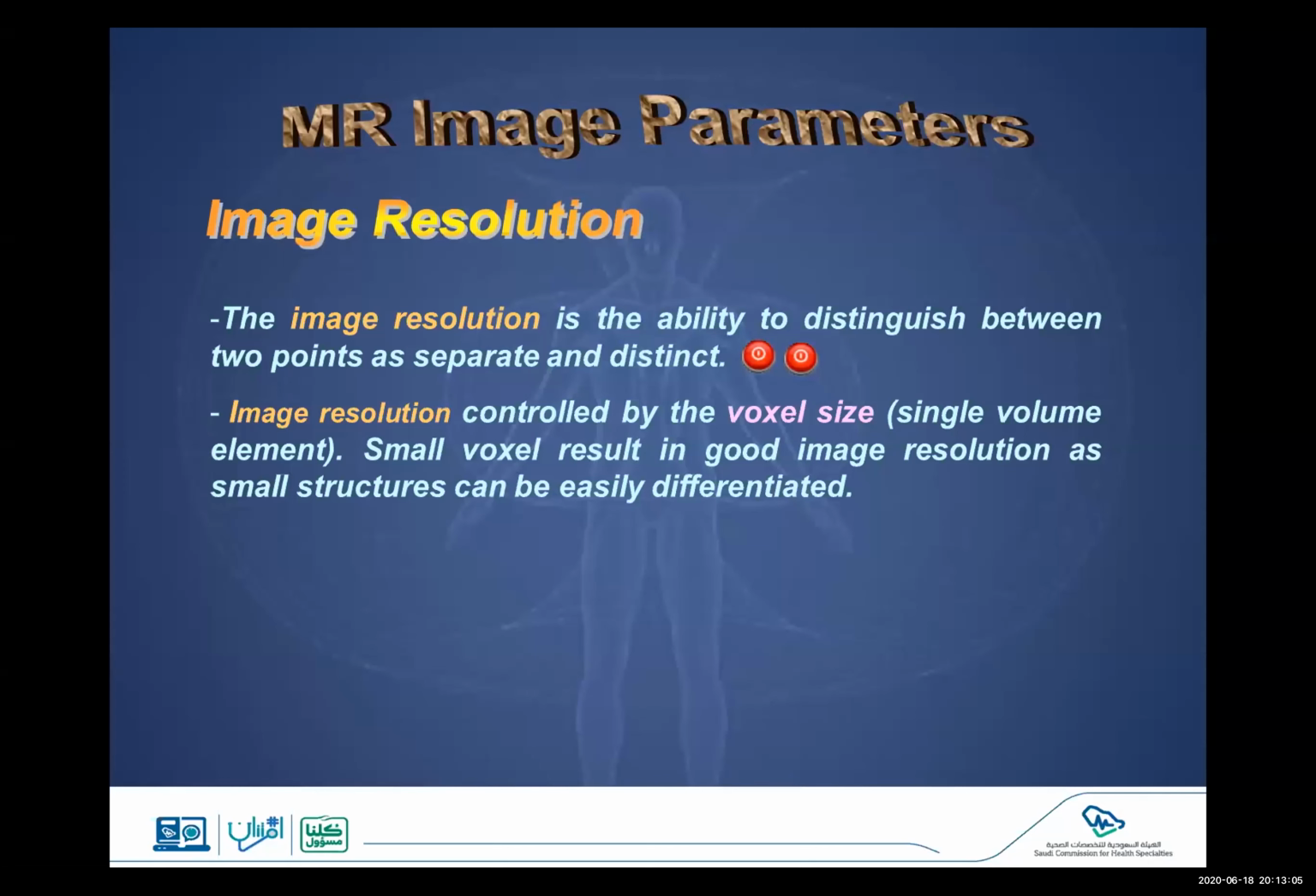So voxel means a pixel, but with a depth. That depth represents the slice thickness. A voxel is a single volume element, so small voxels result in a good image resolution, as small structures can be easily differentiated. Bear in mind that usually pixels or voxels will show the average signal within that square or cube. It will accumulate all the signal within that cube and then represent it as a single shade of gray, so either white, black, or one of the gray scale.